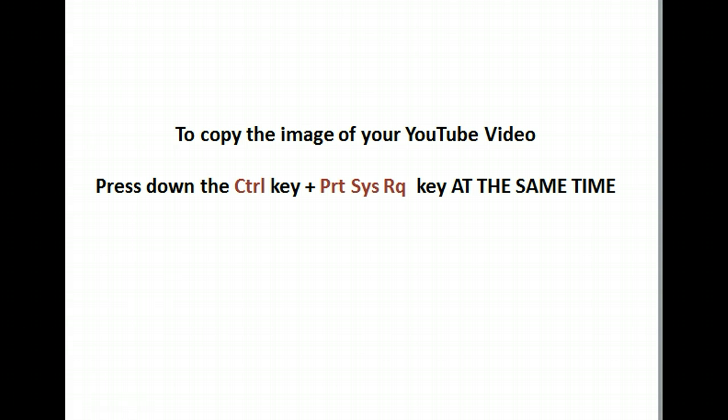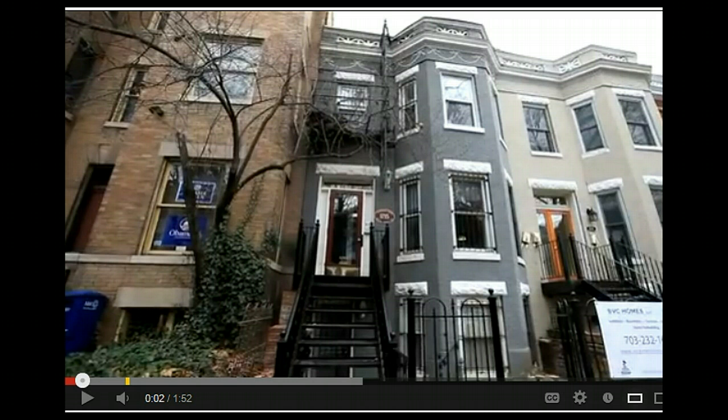You will press down both the Control key and the Print System Request key at the same time. Again, let's repeat. To copy the image of your YouTube video, you're going to press down the Control key and the Print System Request key at the same time on your YouTube video. While you're on the YouTube site and you have selected the video's image, press down the Control key on your keyboard along with the Print System Request key at the same time. I just did that.